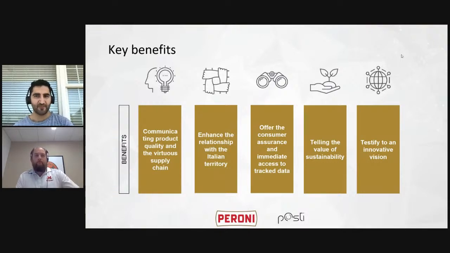And so the benefits that we see, right, is that you're able to tell the value of sustainability. You're offering your customers some access to data and some assurances. We find this is incredibly valuable. Things like this are incredibly valuable for sustainable organics, so certifying the origin of your materials as organic.